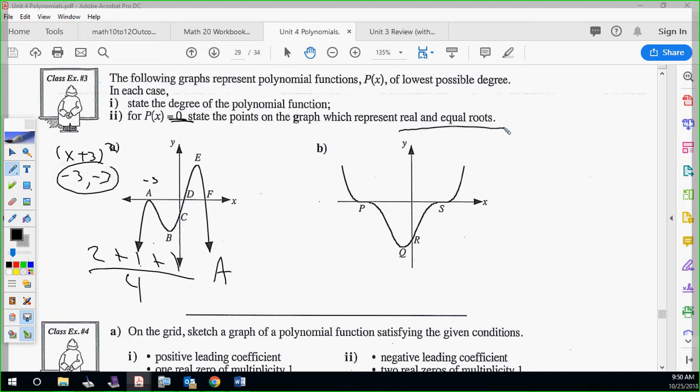Okay, last one. So this one's a 3 for sure, right? You see it twist. And this is also a 3. So 3 plus 3, degree is 6. Okay, and then it says real and equal, there is none, right? For the real and equal, hold on. So the points of the graph were real and equal roots.